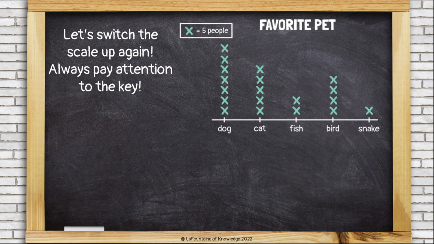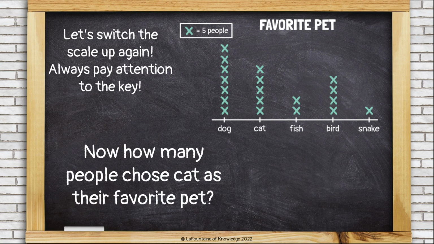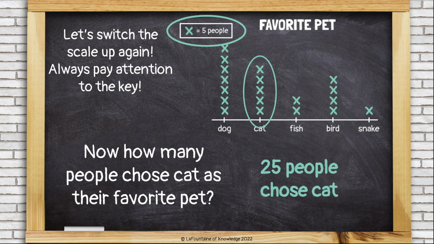Let's switch up the scale again. Always pay attention to the key. Look at it this time. Here's the question. Now how many people chose cat as their favorite pet? Once again, we're looking at the X's above cat, and we're looking at the key to see that each of those X's is worth 5 people. So we have 5, 10, 15, 20, 25 people who chose cat as their favorite pet.